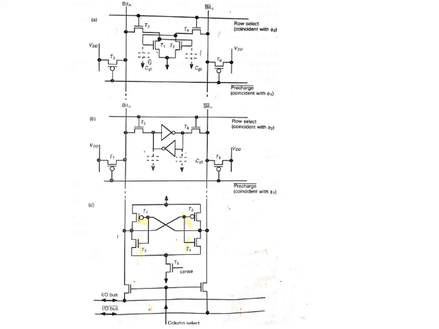Now suppose the bit line input is 1, so bit line bar will be 0. If it is 1, then the T3 transistor will be in the 0 state, because T3 does not conduct. So bit line bar will be 0, and if bit line bar is 0, then T1 will turn on. If it turns on, then the bit line will be 1. This is how the charge will be held for a longer duration.